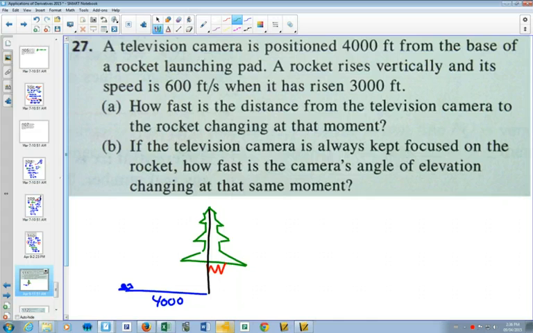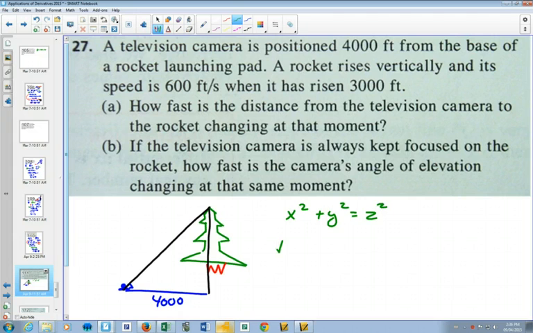All right, so there is a very big rocket, and it has risen 3,000 feet, and its speed is 600 feet per second. So again, it makes a triangle. It's like a triangle question here. We've got our x squared plus y squared equals z squared. We know that each of these are going to be a function of time.